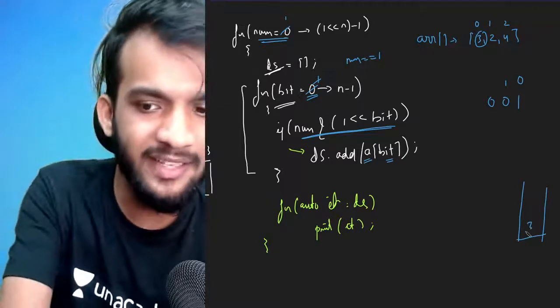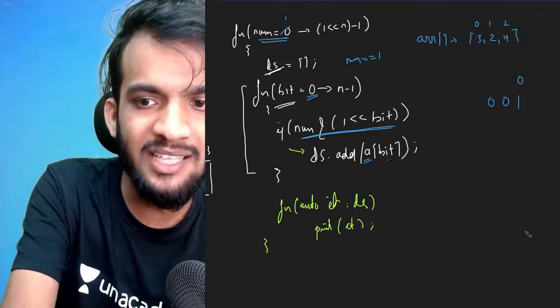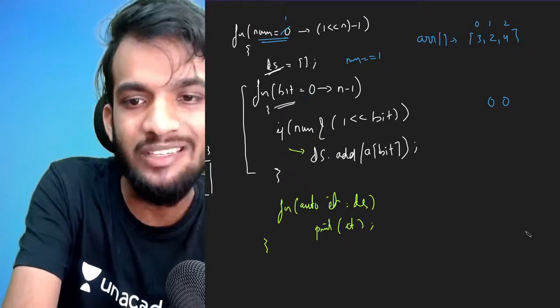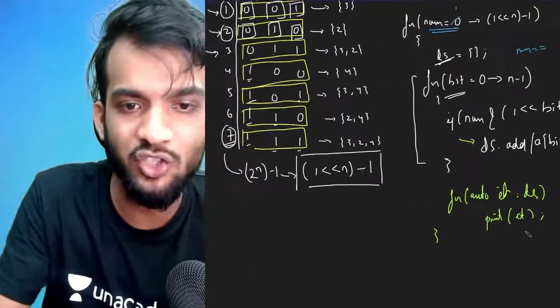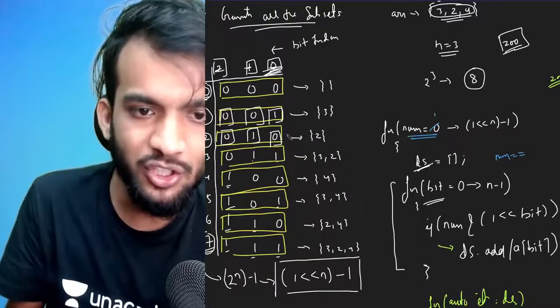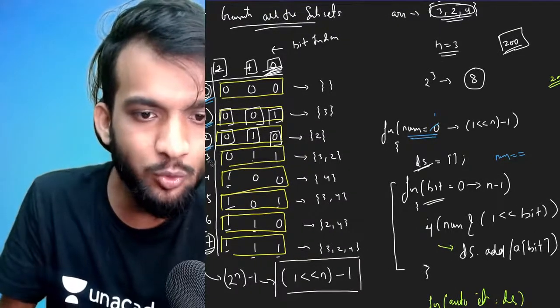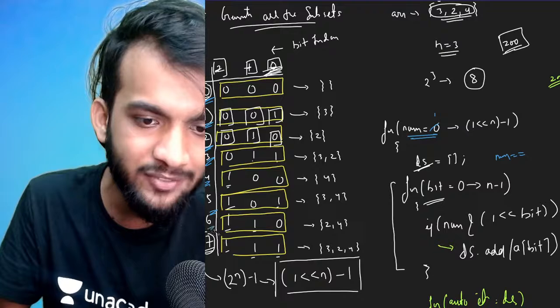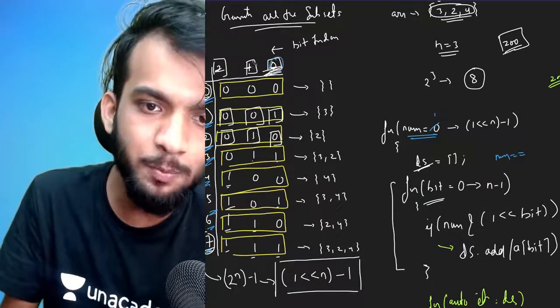So this is how you will get a data structure, a subset, which is only having 3. But in this way, the number is going to increase from 0, 1, 2, 3, 4, 5, 6, 7, and every time you just have to loop over bits 0, 1, 2.